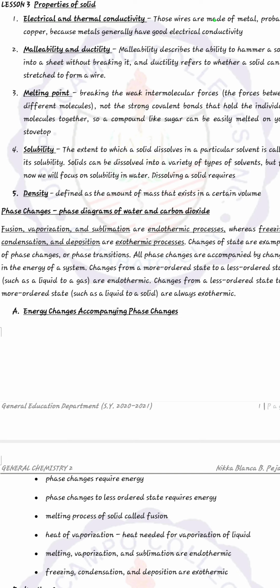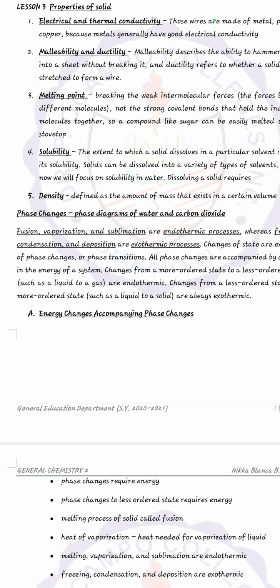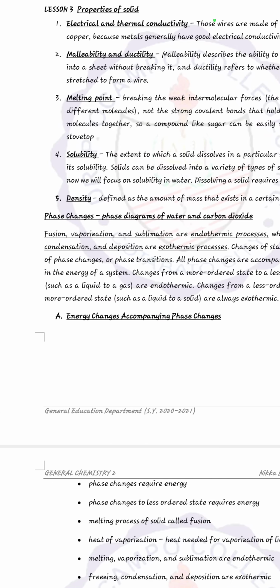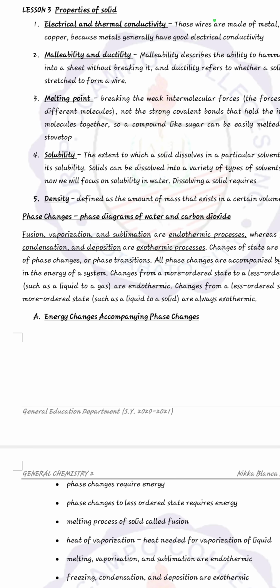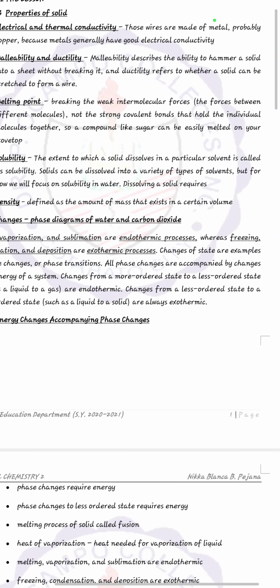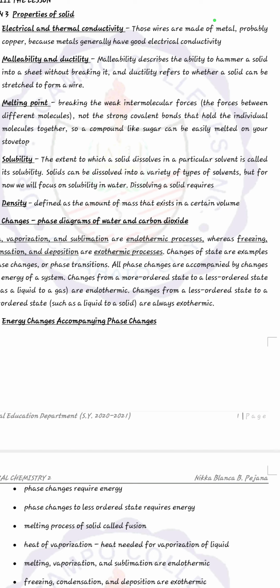Now let's proceed to the phases, changes, or diagrams of water and carbon dioxide. Fusion, evaporation, and sublimation are endothermic processes, whereas freezing, condensation, and deposition are exothermic processes. What is the difference between endothermic and exothermic? An exothermic process is one that gives off heat, and this heat is transferred to the surroundings. An endothermic process is one in which heat has to be supplied to the system from the surroundings. Take note, everyone.